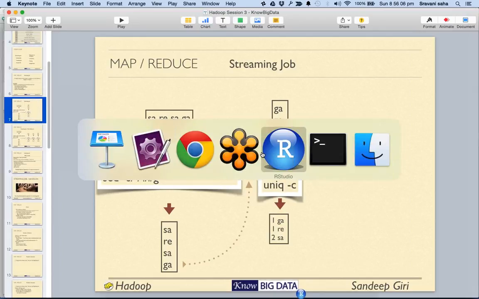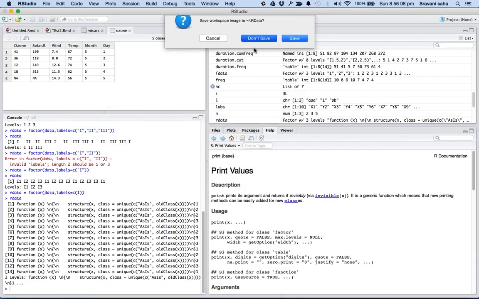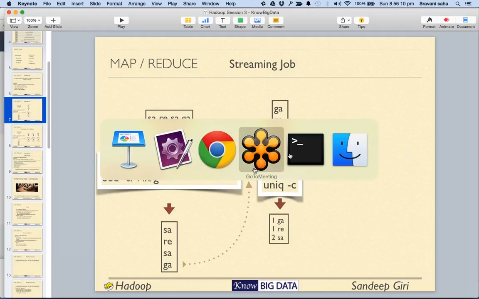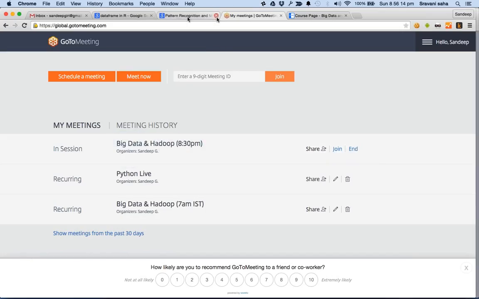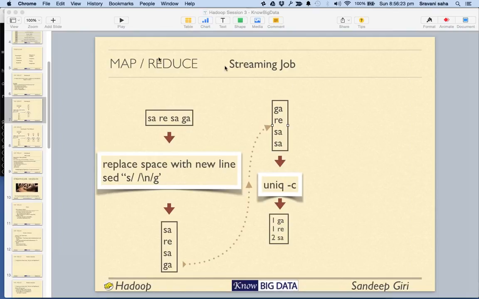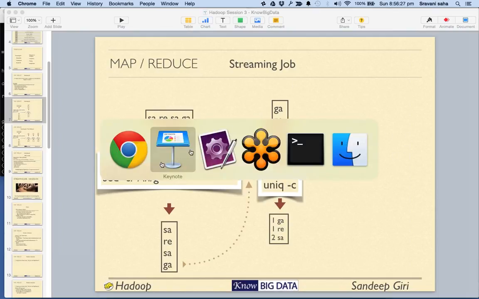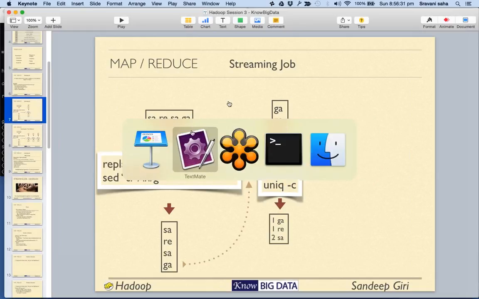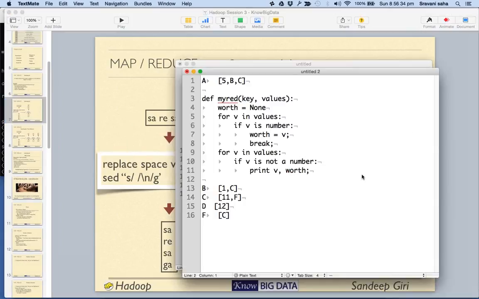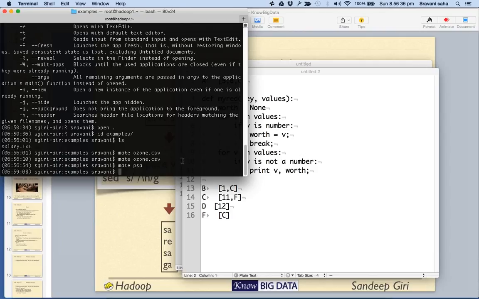And then let me close my RStudio. All right. And also let me close other windows. It seems to be taking too much memory. All right. And yeah, that's good. So I think that will take less effort now.